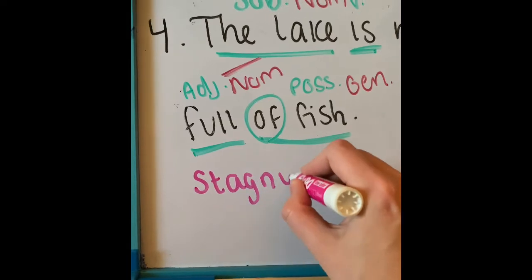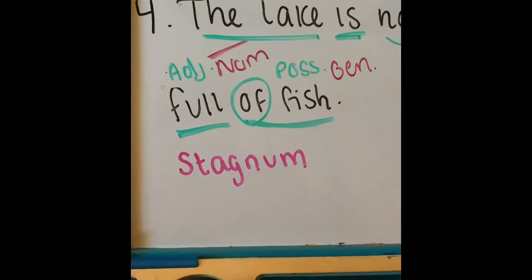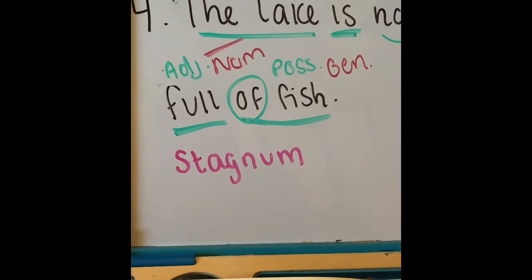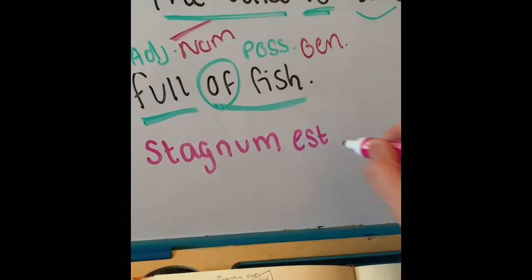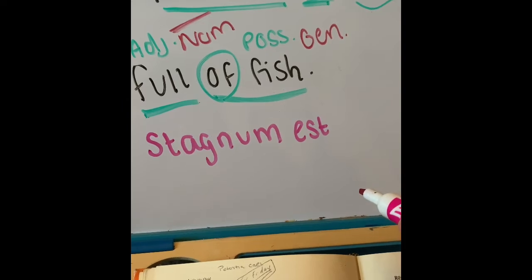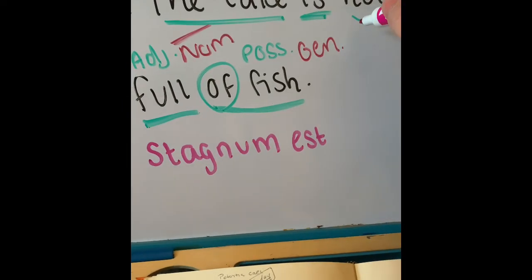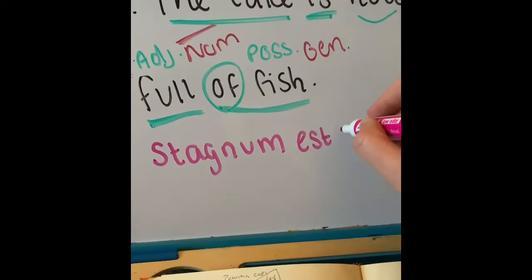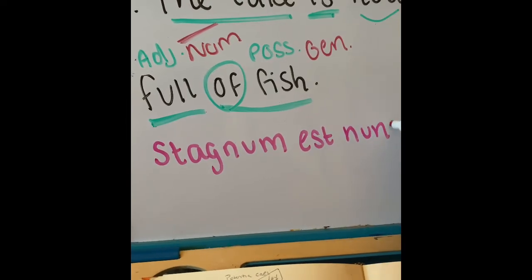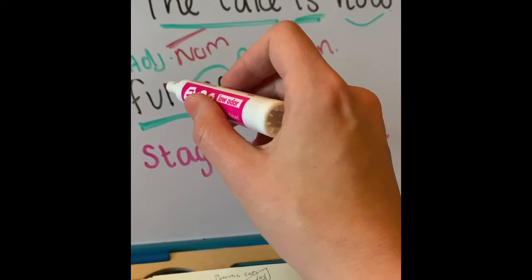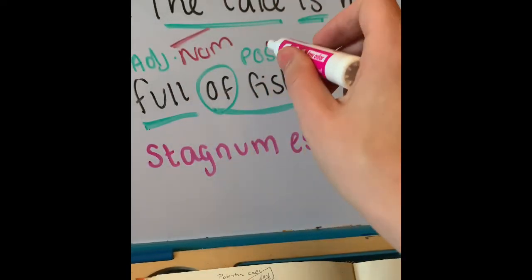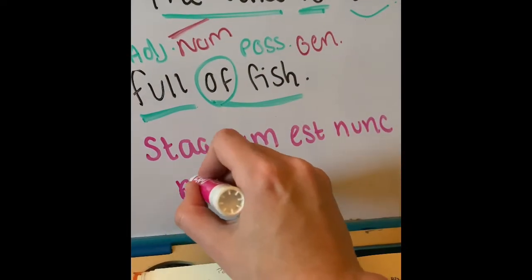The lake, the word we're going to use here is stagnum. I know in your vocab list that says pool. What that means for pool is pond, lake, all of those. So stagnum. And then it is, that's just our simple est. Stagnum est. Nunc here, it's just a quick vocab word. Nunc, now means nunc. That's what we're talking about. The lake is now. It's just a simple word to plug in there. It's just a vocab memorization.